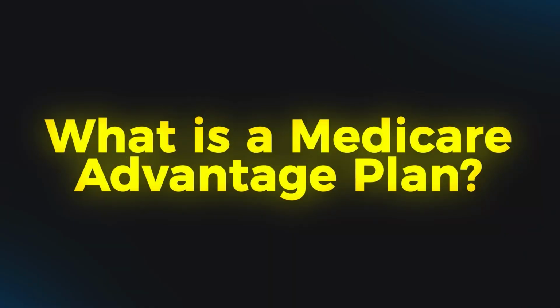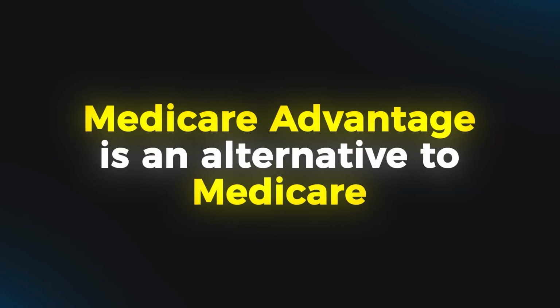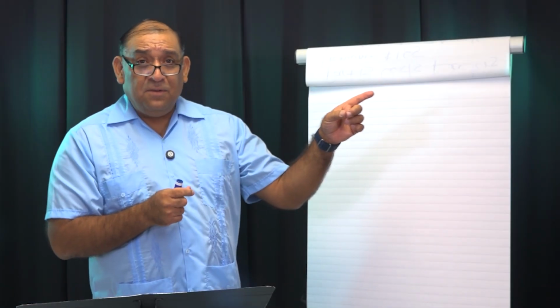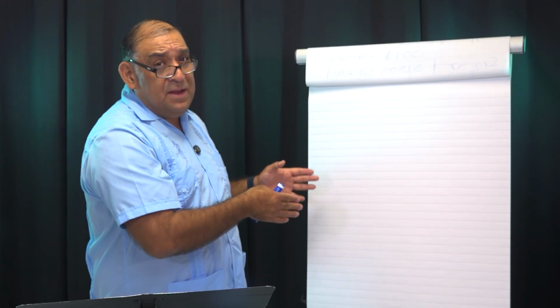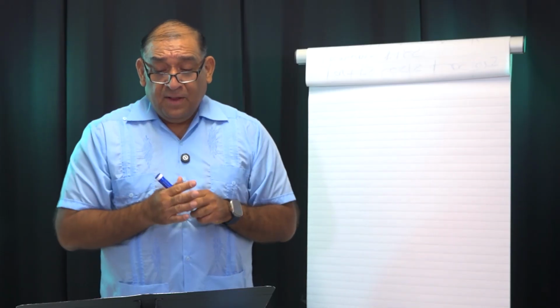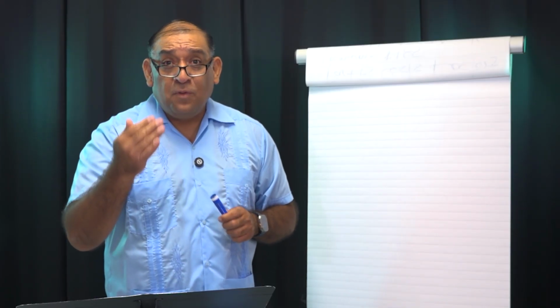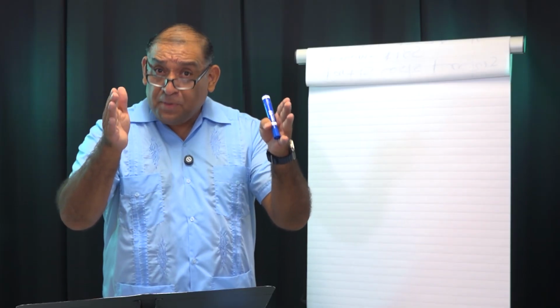So let's get started. What is a Medicare Advantage plan? Medicare Advantage is simply an alternative to Medicare. I want to remind you, you have two choices. You can stay with the original Medicare, or you can go to Medicare Advantage, Part C of Medicare. In this video, I'm going over Part C. It's an alternative to Medicare, and it's run by private companies. Remember, it includes all your A and B, and can include your prescription drugs, your Part D benefits.